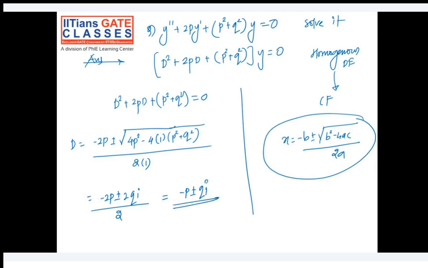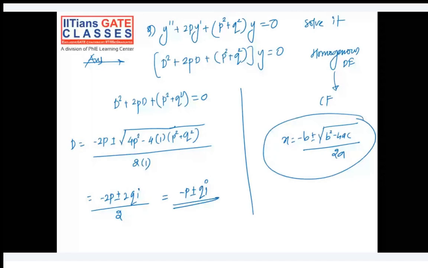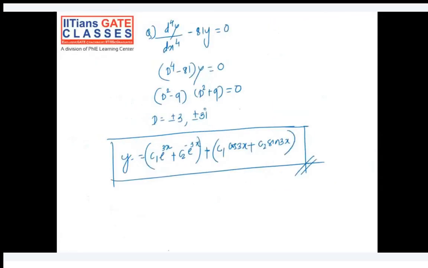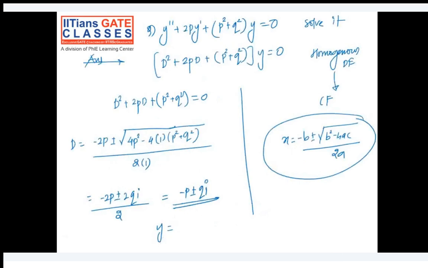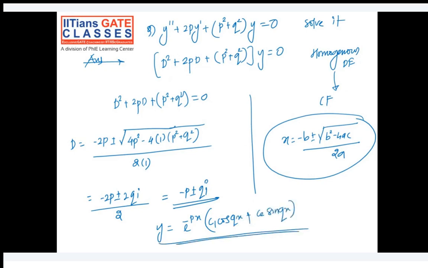So the solution y is equal to CF, because y is generally CF plus PI, but in case of homogeneous PI is 0, so y is equal to CF itself. Okay? So here y is equal to e to the power minus px times c1 cos of qx plus c2 sine of qx. That's all. Okay, this is the solution for the given question.